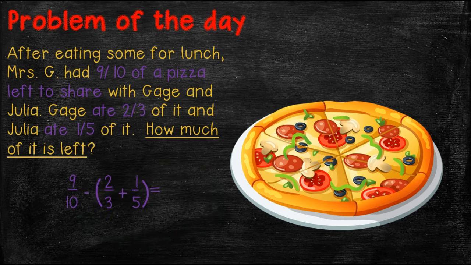Well, in this case, we would first have to find out how much Gage and Julia ate. So we would first need to know what is 2/3 plus 1/5. That's why we put that in parentheses, because we have to know how much they ate first before we know how much to subtract from what I had left over. So 9/10 was how much of the pizza was left after I had my lunch. Then we're going to subtract the sum of what Julia and Gage ate. Okay, so the first thing we're going to do is 2/3 plus 1/5.